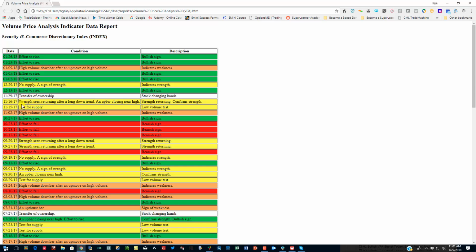And you can see that back in October it was pretty weak in here, but then we started seeing some yellow and some green as this group took off. Now you can use this on stocks also.